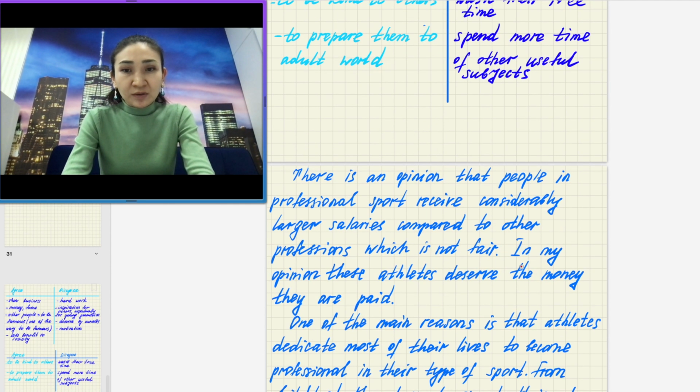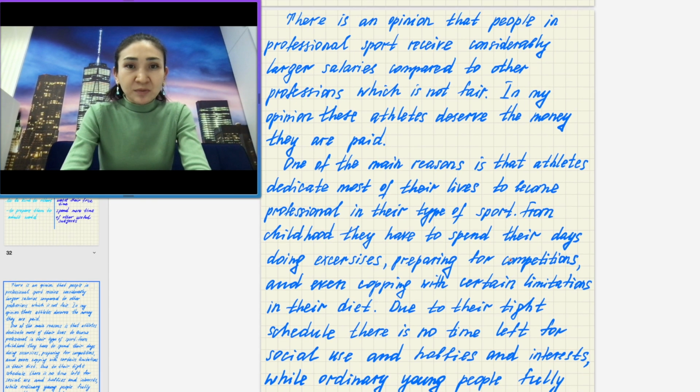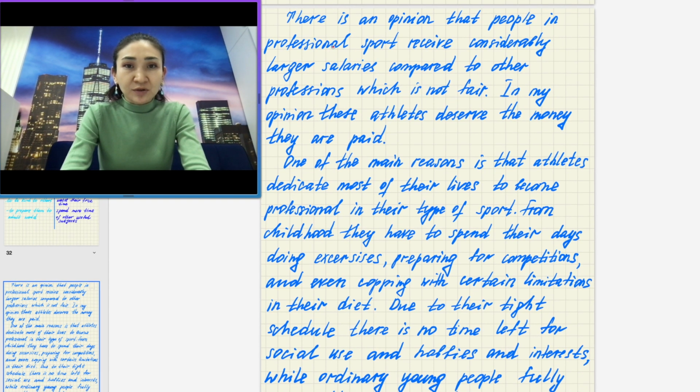So further I go with my example, and here is our introduction part. Basically this is the introduction part, and it's given here. There is opinion that people in professional sport receive considerably larger salaries compared to other professions, which is not fair.